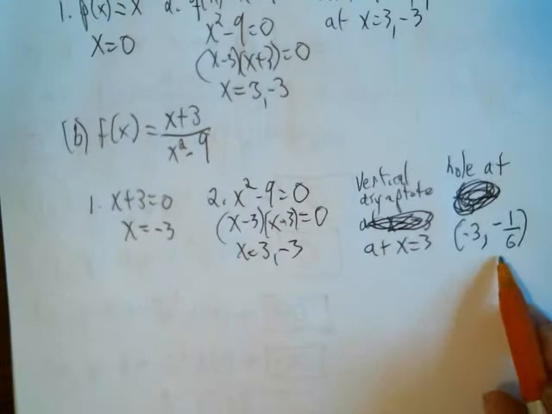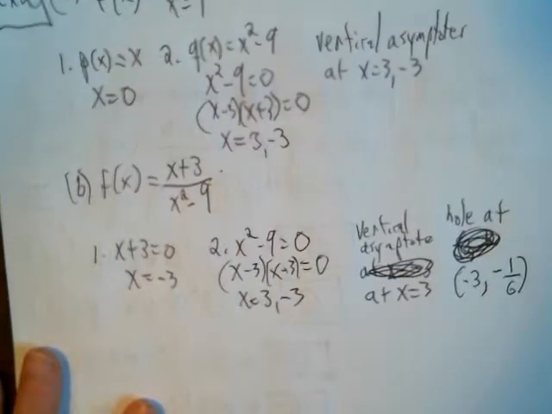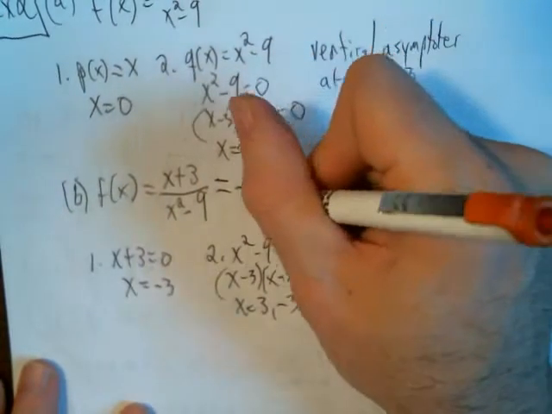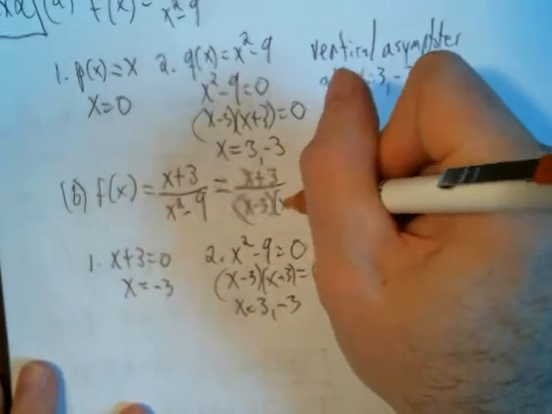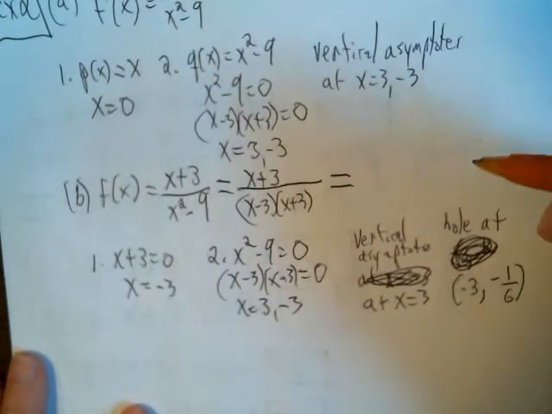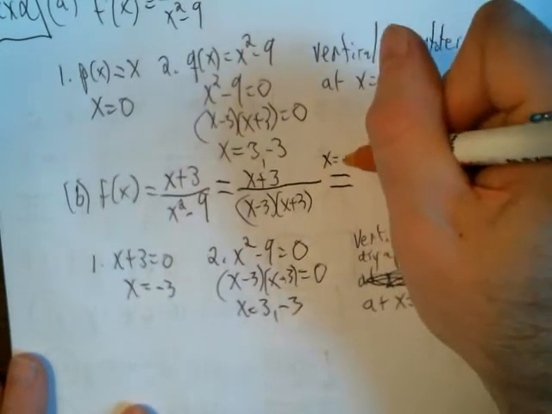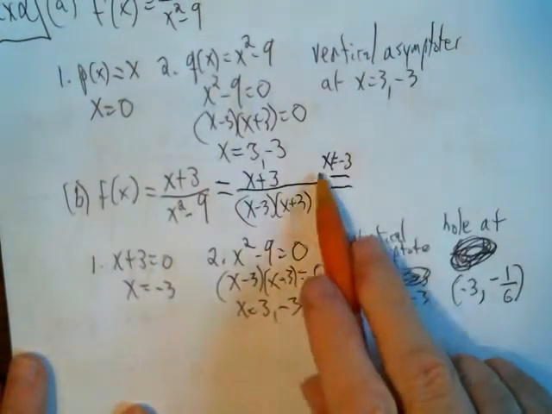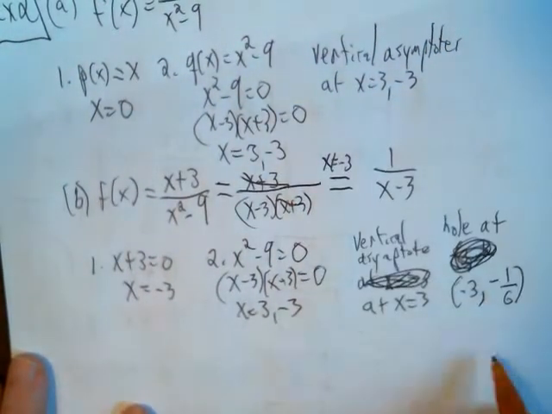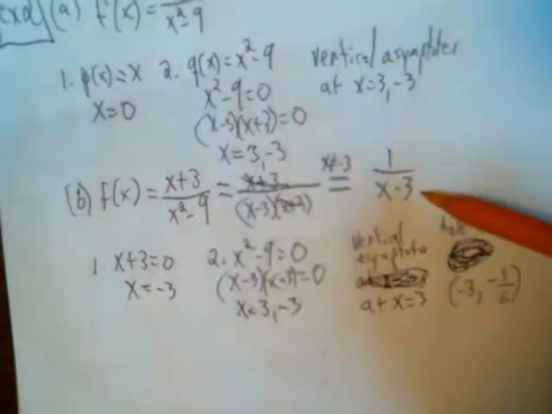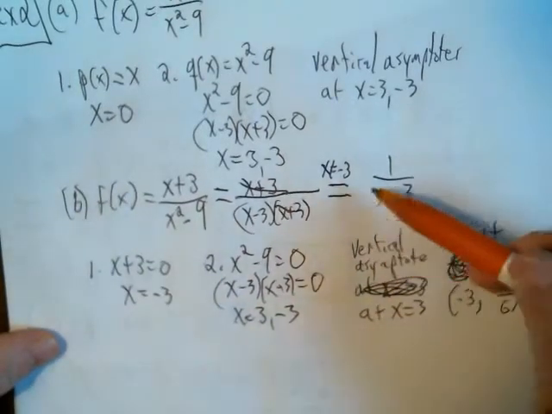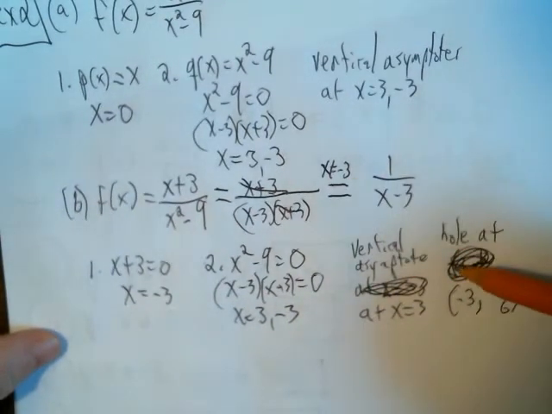So how did I figure out the y coordinates? It's from looking at the original function. You can rewrite this as x plus 3 all over x minus 3 times x plus 3, and then reduce, so long as you presume that x can't be equal to negative 3. If you presume that, you can reduce this into 1 over x minus 3, and then you could plug negative 3 into this formula here, and you'll get negative 1/6. So you can only do this if you put that hole in the graph.